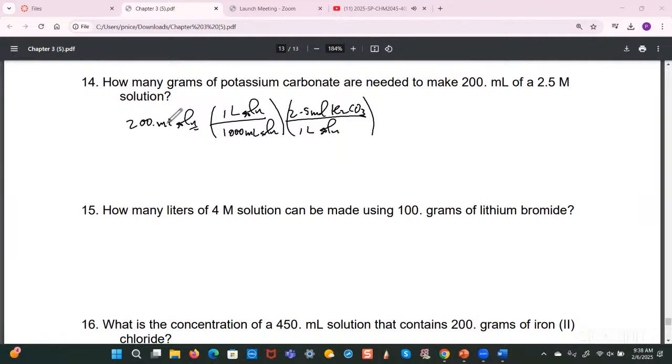All right, so far, these are the units I would cancel out. But remember now the question is asking for the mass in grams. So we have to find the molar mass of potassium carbonate. So I'm going to go to my trusty molar mass calculator.